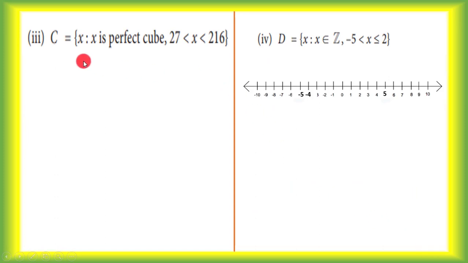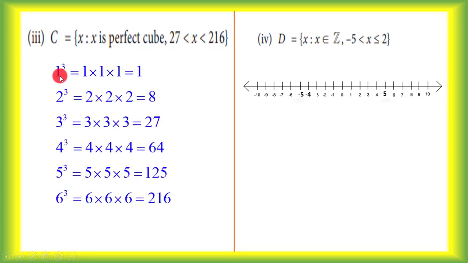Now, the set of all x such that x is a perfect cube. The cube number is in between 27 and 216. So find out the cubic numbers. What is the value of 1 cube? 1 into 1 into 1, 1.